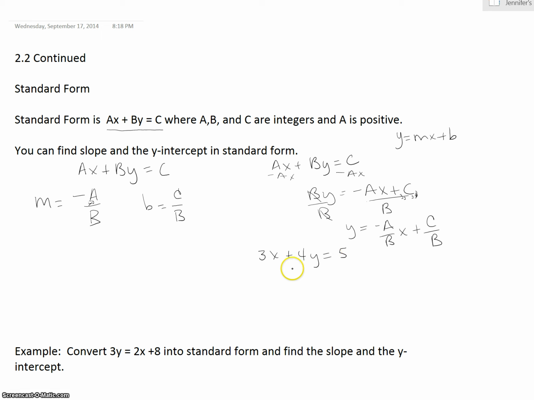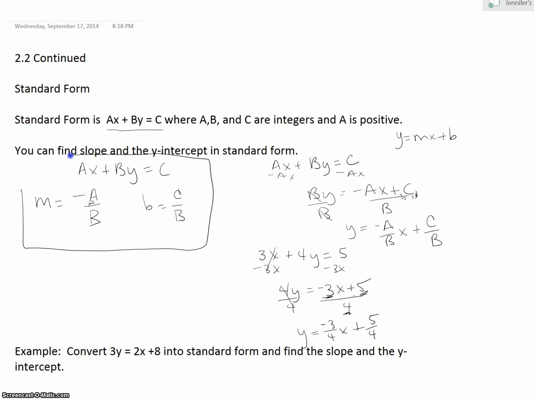If you look at an example that has numbers in it, you'll see that this is true. If I moved it to slope-intercept form, I would subtract 3x on both sides, and then I would divide by 4 on both sides. And so my slope would come out to be negative 3/4, and my y-intercept would come out to be 5/4. So this would be the a and the b and the c. Okay, a here, b here, c here. So these are two new formulas that you can use. You can go from standard form straight to this information instead of having to solve for y like you used to do.